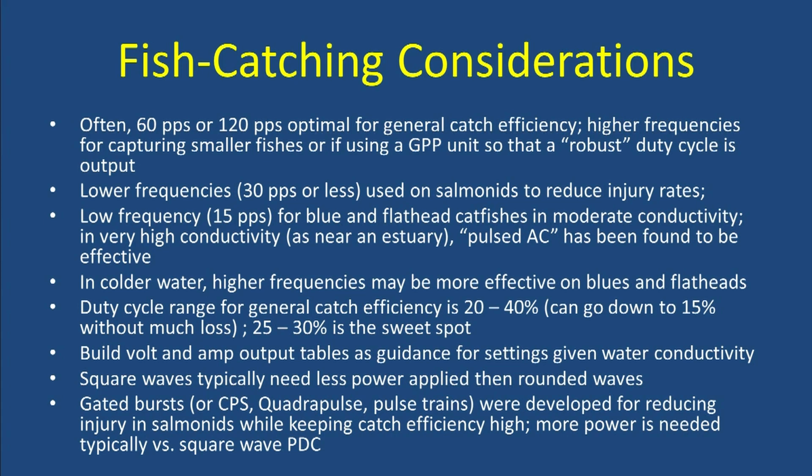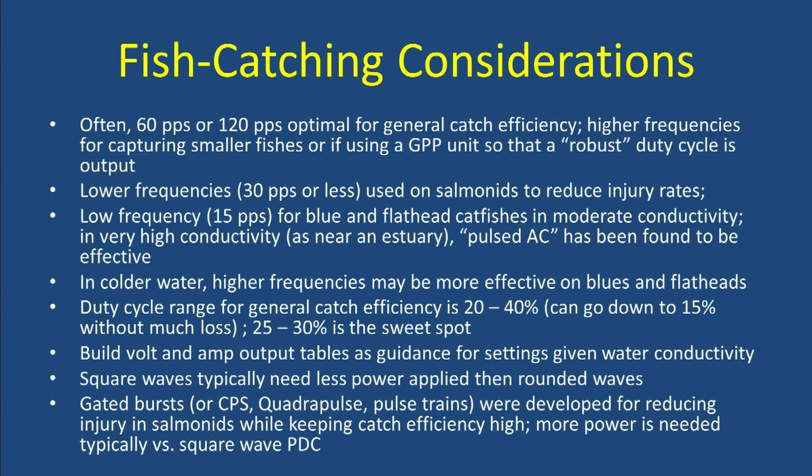Now, that's the frequency part. To the duty cycle part, for general sampling of assemblages, catch efficiency is pretty constant between 20 and 40%. You can go down to 15% without too much loss of efficiency, but 20 to 40% is a pretty good range. If you can get within 25 to 30%, that's a sweet spot. So a common waveform, 60 pulses per second, 25% duty, is just a very effective waveform type.